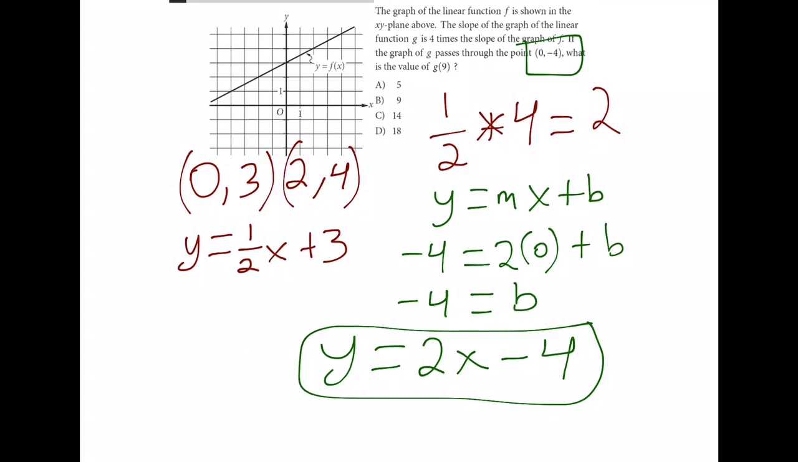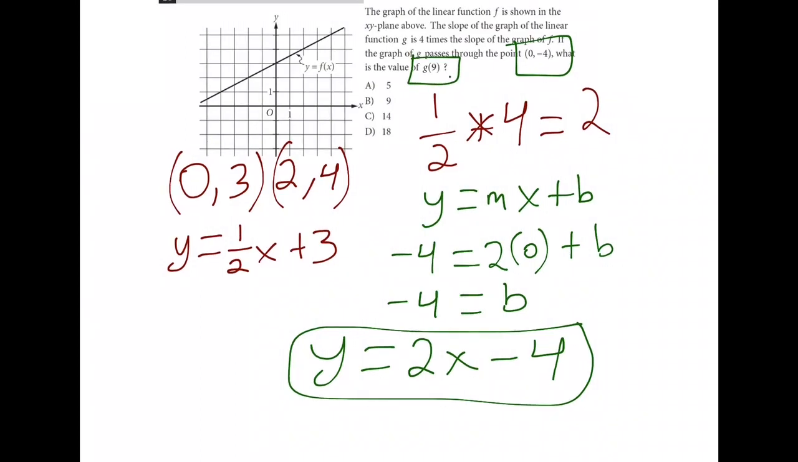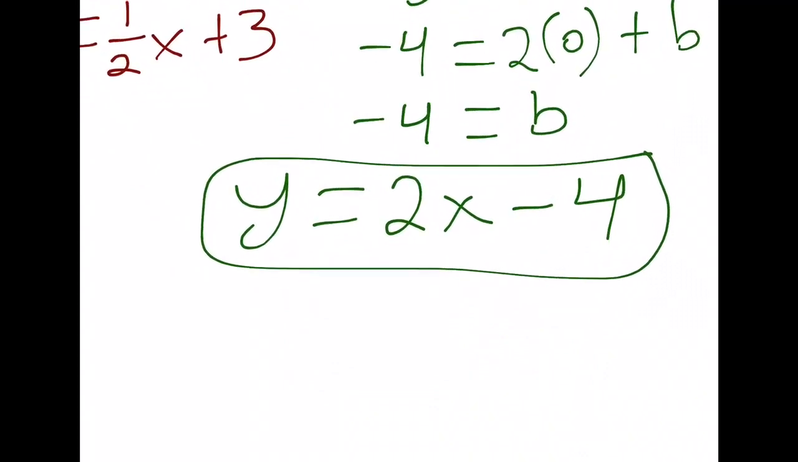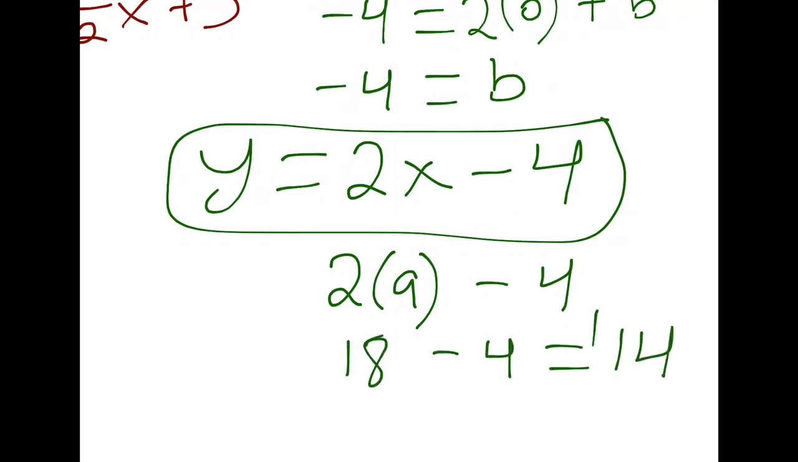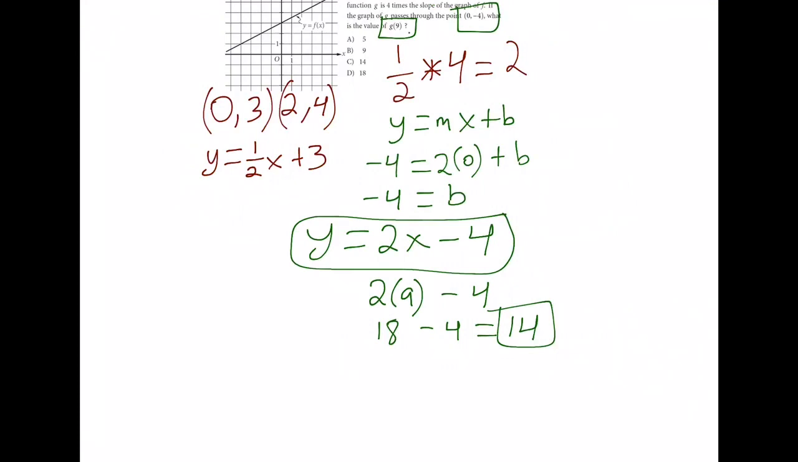This tells me that the equation for linear function g is 2x minus 4, and they want to know what is the value of g of 9. That means I'm going to plug 9 into this equation. So it becomes 2 times 9 minus 4, or 18 minus 4, which is just 14. Which is why the answer was C.